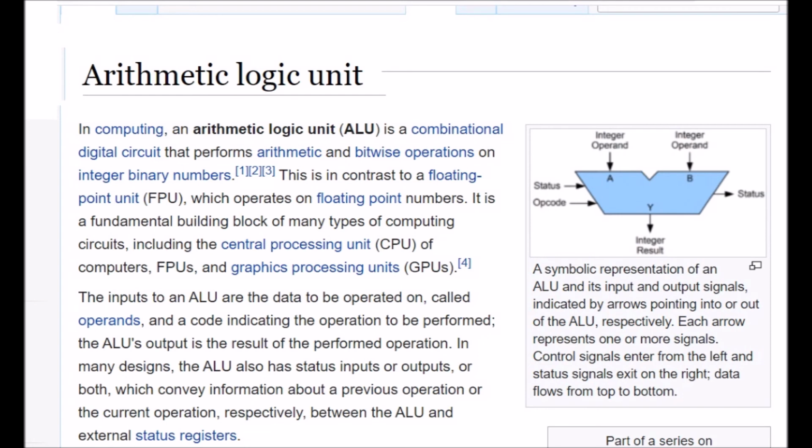The inputs to an ALU are the data to be operated on, called operands, and code indicating the operation to be performed. The ALU's output is the result of the performed operation. In many designs, the ALU has status inputs or outputs, or both, which convey information about a previous operation or the current operation, respectively, between the ALU and external status registers.